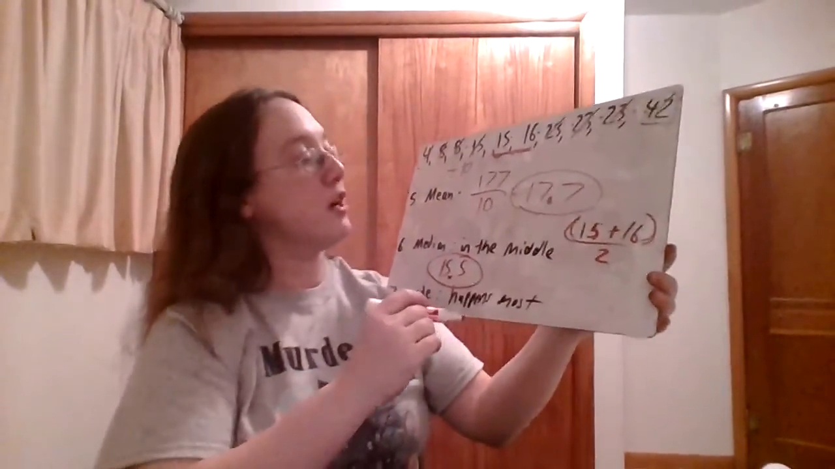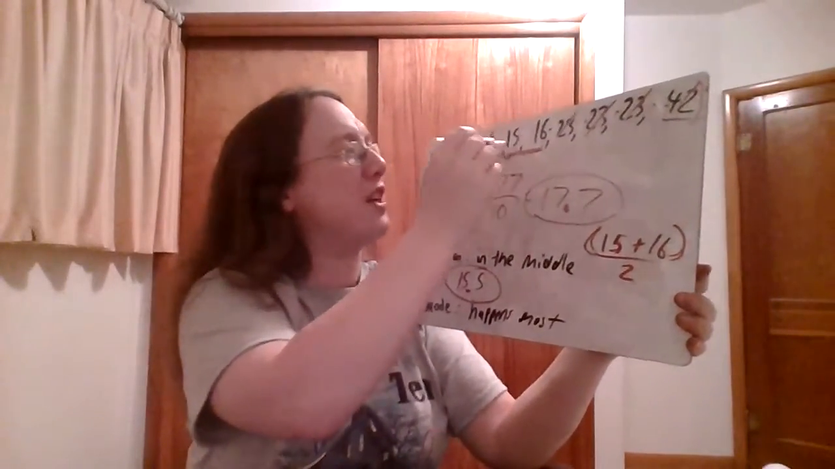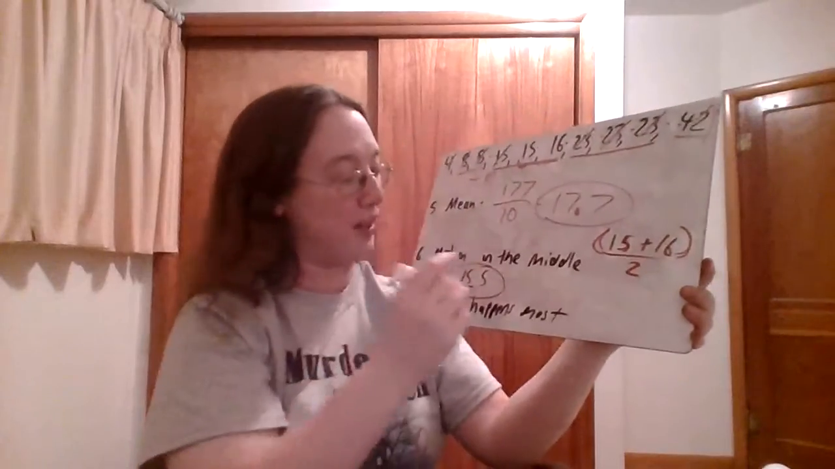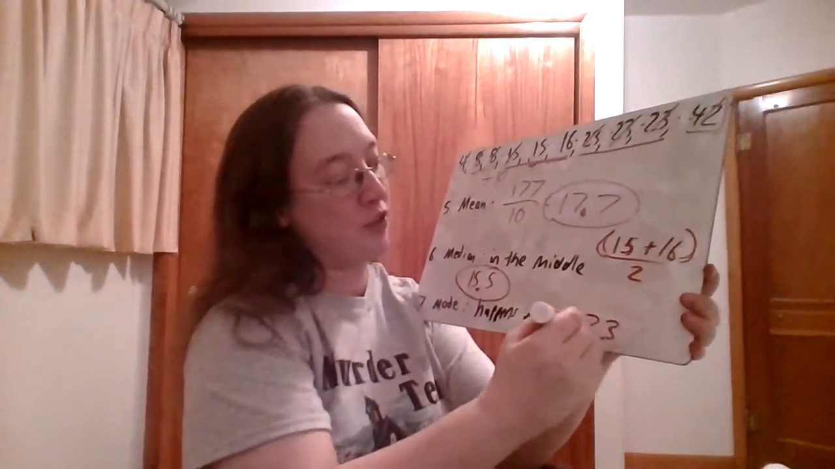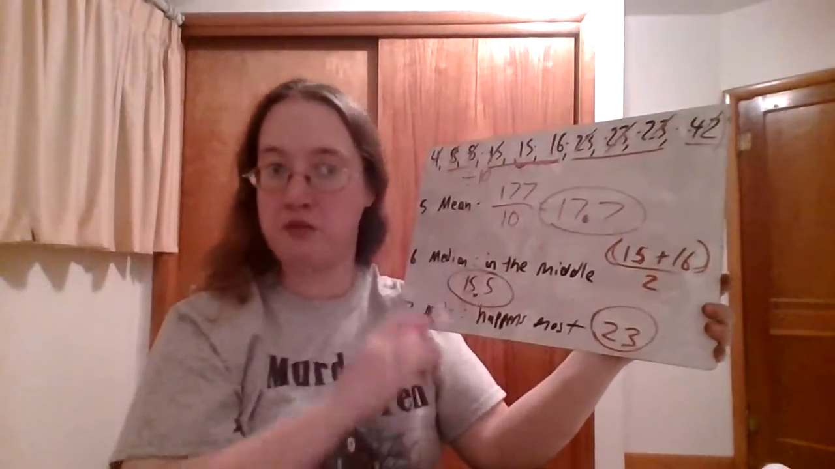Okay, mode. Mode is the thing that happens the most. We got a couple repeats. We got two 8s, we got two 15s, we got three 23s. So 23 is the one that happens the most. Okay, so mean, median, mode, just don't mix them up.